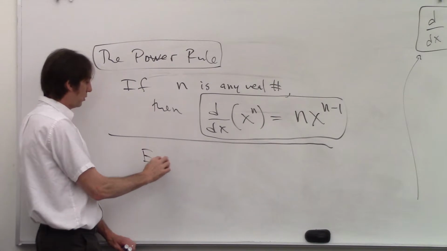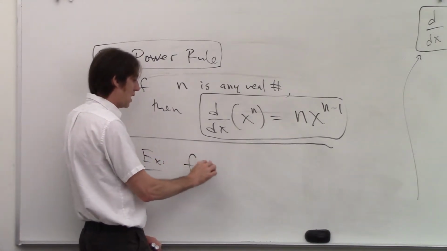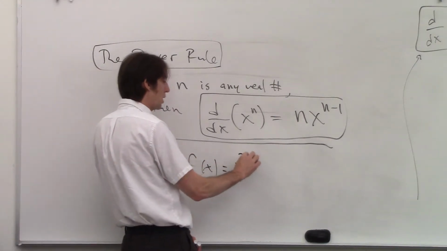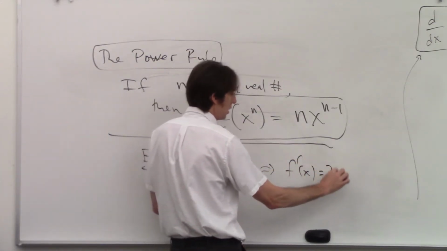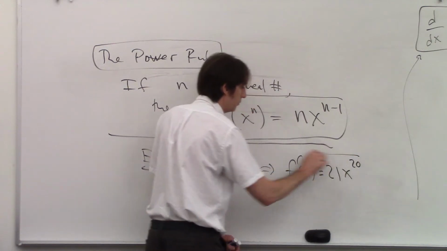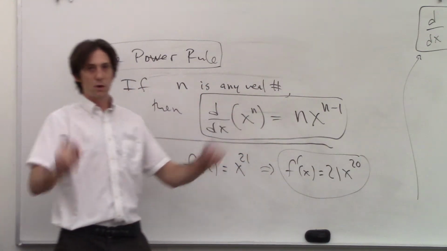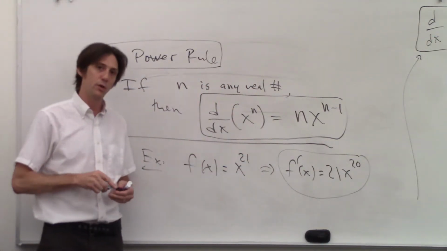Okay, as a quick example, if f of x is equal to x to the 21, f prime of x, the derivative, is 21x to the 20. Okay, no limits required, just the power rule here.